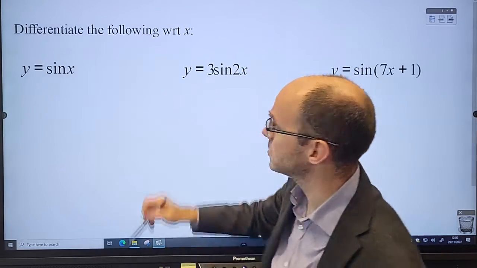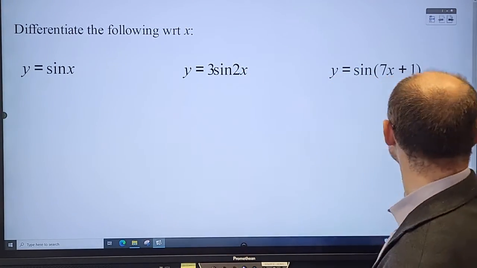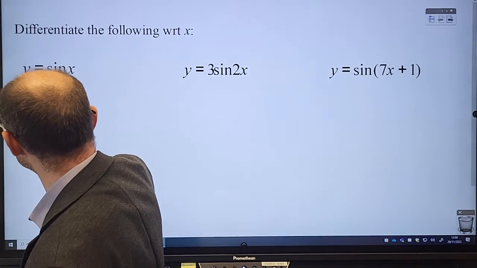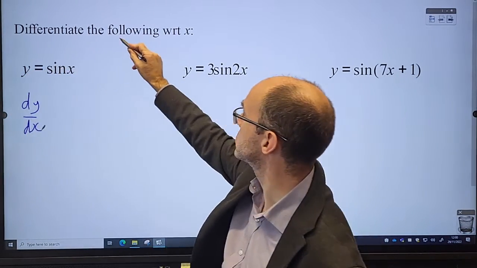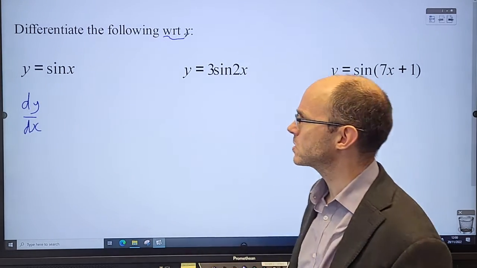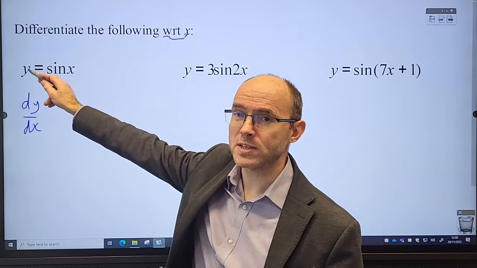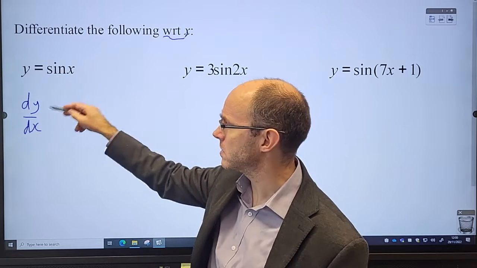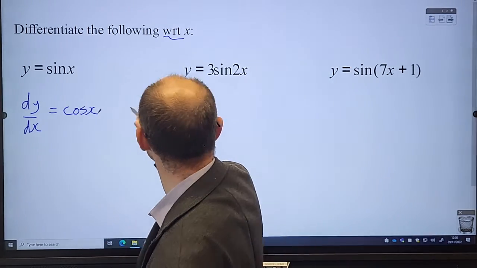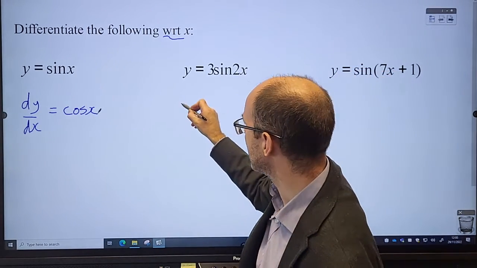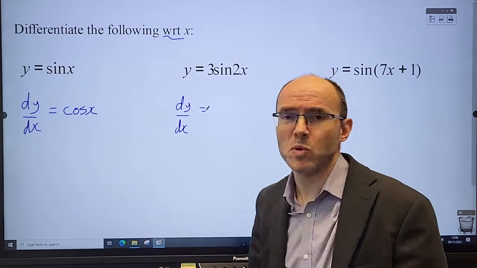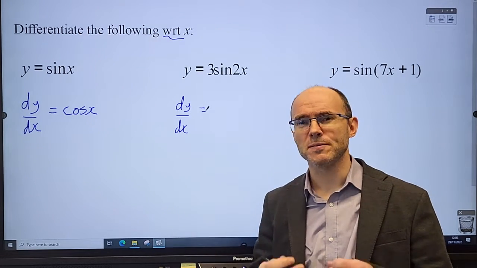And I'll just take you through some examples. So we've seen this one. I'm just going to give you a reminder. Notice the way I've worded this. It says differentiate the following. WRT means with respect to x. So differentiating y with respect to x, you get dy dx. And I've said that's cosine x. So here, what do you reckon that's going to be? If you want, you can pause the video and have a go at these, and then unpause it when you feel you're ready. But I'm just going to keep on going.